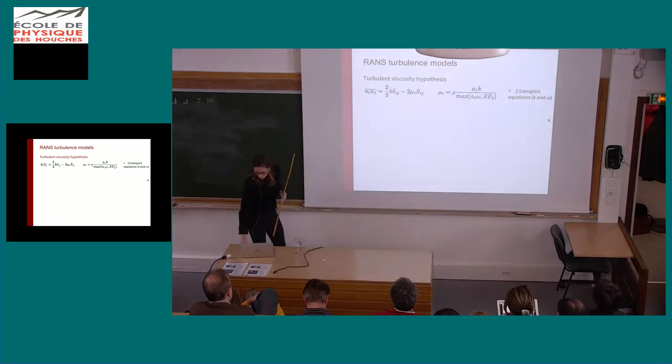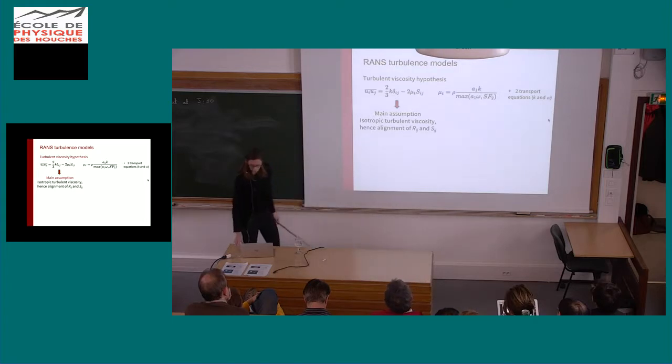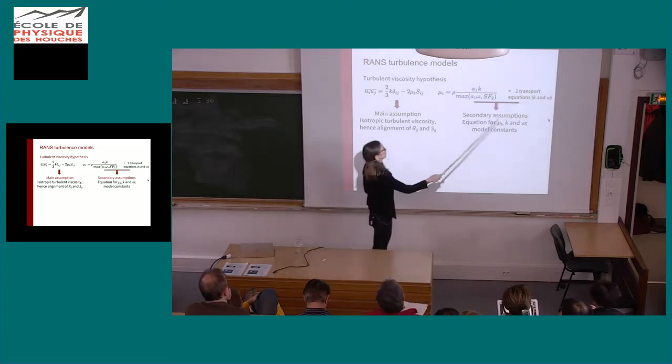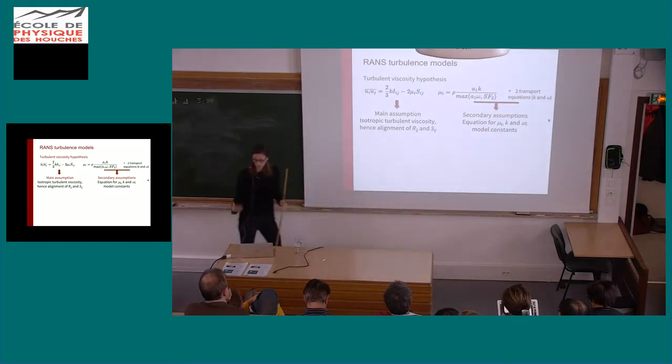So there are two things. You have this main assumption of an isotropic turbulent viscosity, which assumes that the Reynolds stress tensor and the rate of strain tensor are aligned. And you have all the secondary assumptions that come in here: how you compute mu_t, k and omega, what your model constants are in the equations, things like that.